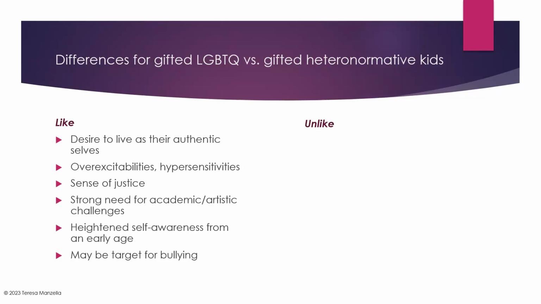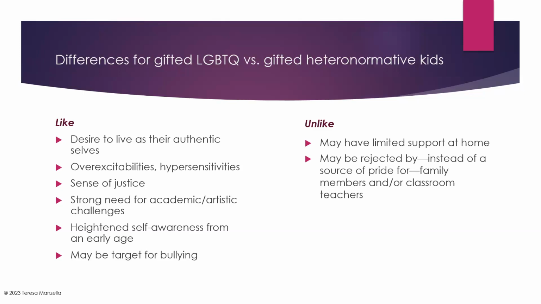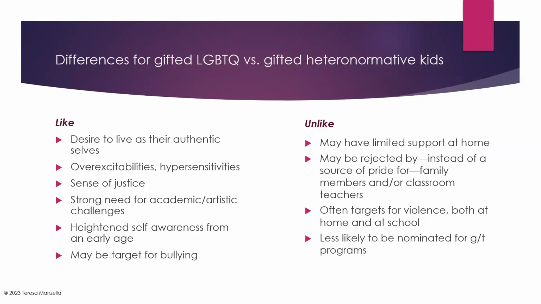Ways that these kids are unlike each other. The queer kids may have limited or no support at home. They may be rejected by, instead of a source of pride for, their family members and or classroom teachers. They are often targets for violence. As I mentioned, more than 80% of them on the GLSEN surveys in the past have said that they had experienced violence, and about half of that had happened at home. And they're less likely to be nominated for gifted programs because they may not present as the model student.